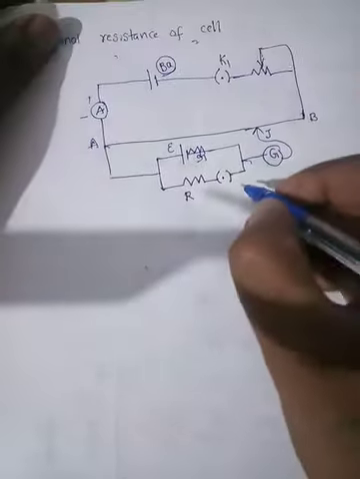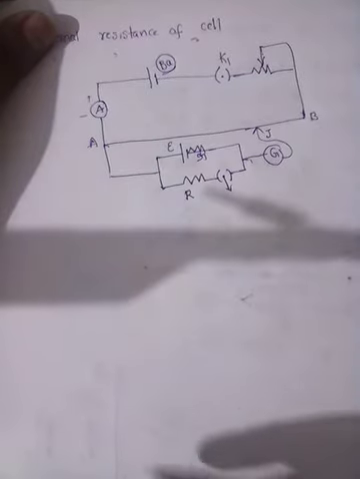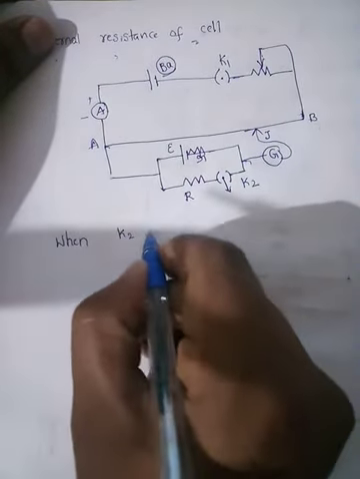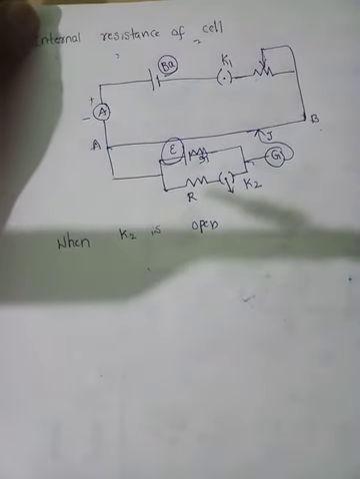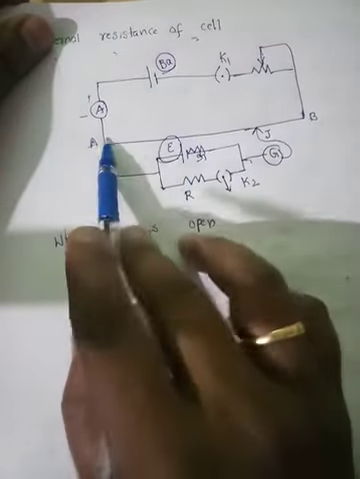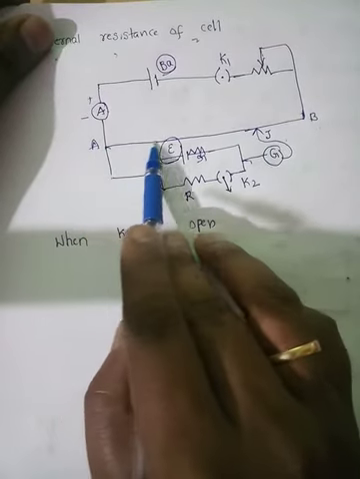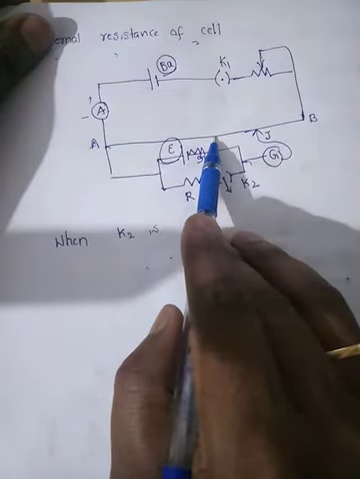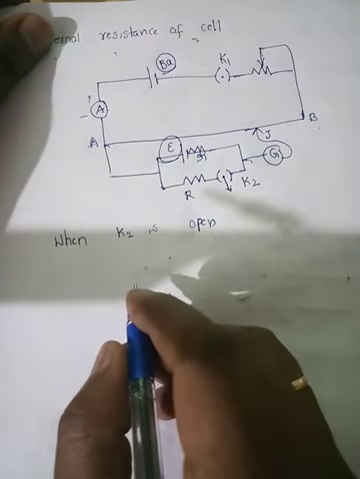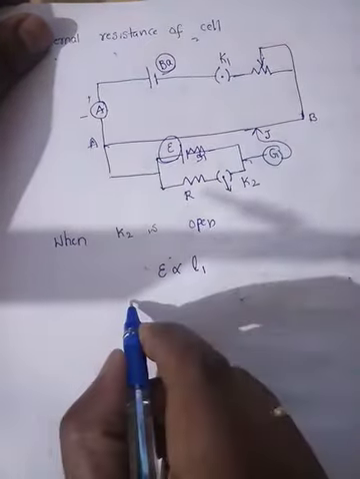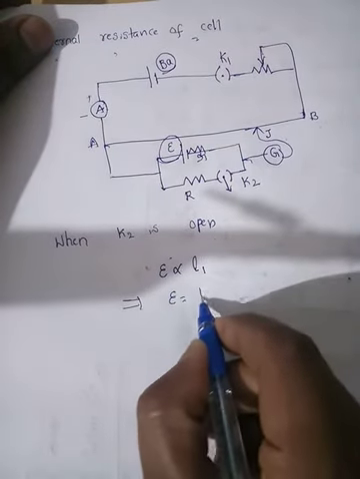First, we are going to open the key. This is K2. When K2 is open, it becomes an open circuit. In an open circuit, E is equal to V. So we take this jockey and slide it on the wire, so that at a particular length we get the balancing length, meaning the current through the galvanometer is 0. So E is directly proportional to L1. That implies E is equal to KL1.